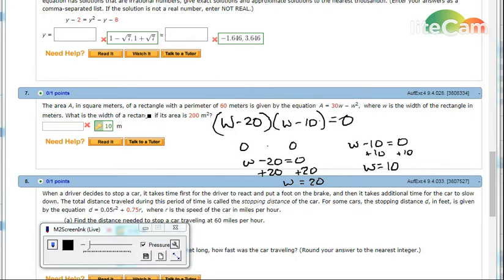The area of a rectangle with a perimeter of 60 is given by this equation, where W is the width of the rectangle in meters. What is the width of the rectangle if its area is 200 square meters? So let's check to see why they exclude 20 as an answer. Now we might have to use the 60 after all. So the perimeter, if this were W, then this would be W. If this were L, then this would be L. So the perimeter equation is 2L plus 2W.